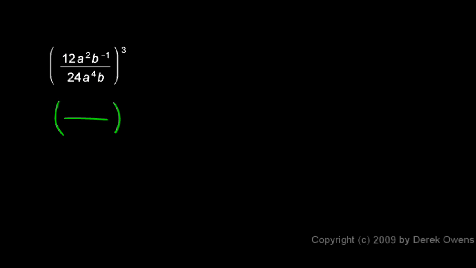So first, let's look at this 12 over 24. You should see that that cancels, leaving us with just a 2 down there. So I'm going to put a 2 down here in the denominator.